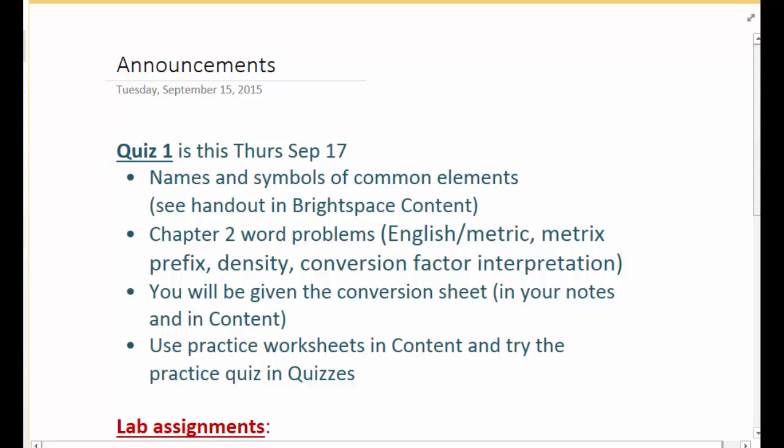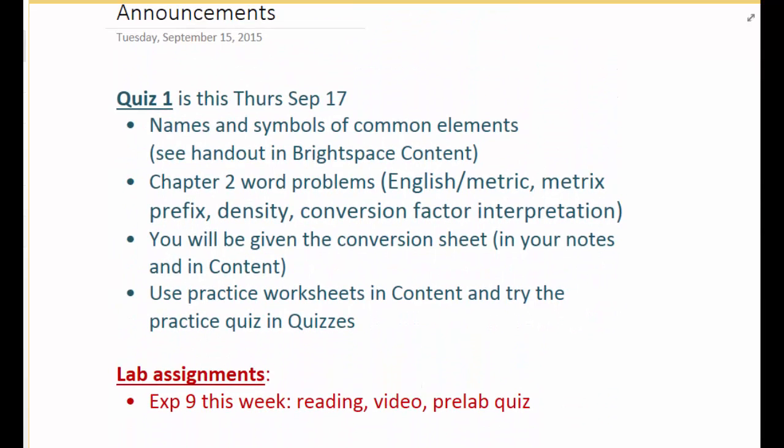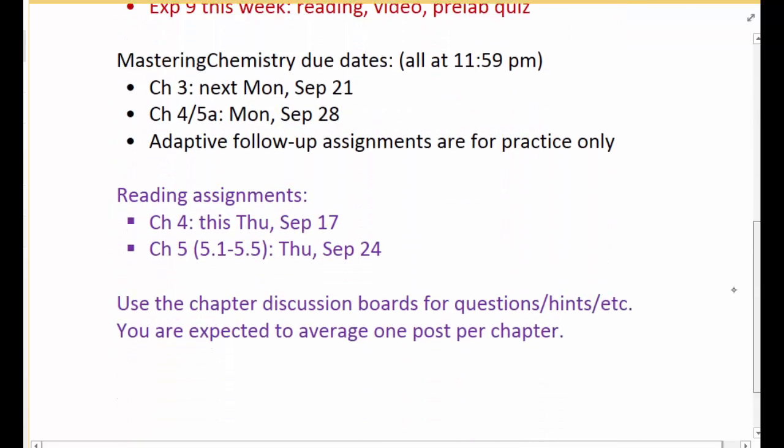So lab this week is experiment 9. Don't forget the reading, the pre-lab video, the pre-lab quiz before you come to lab as usual.